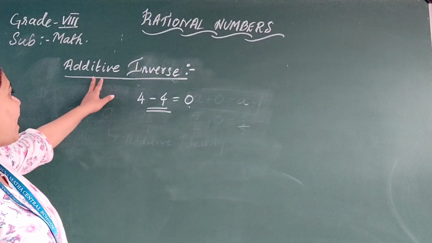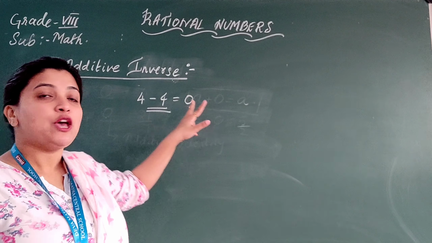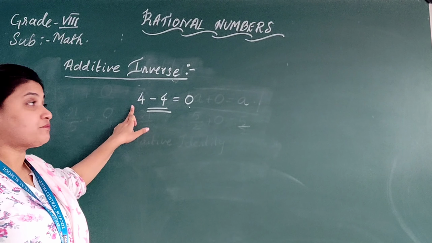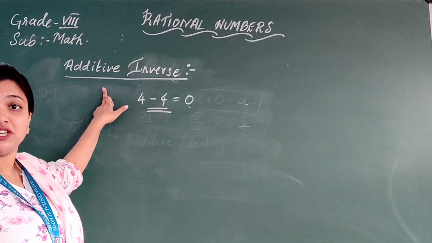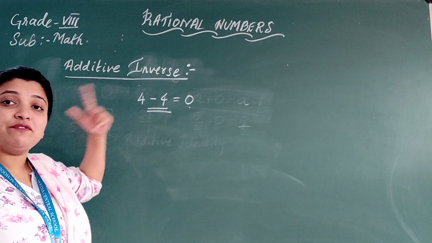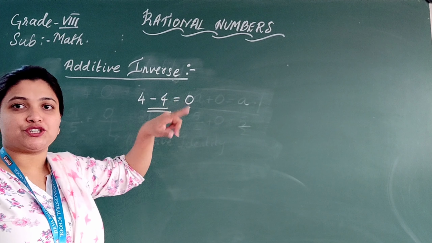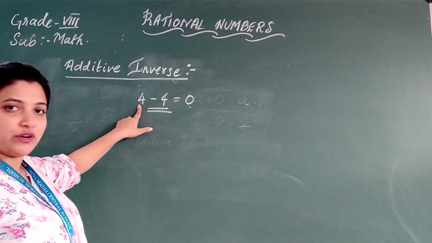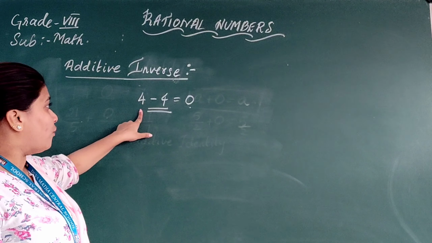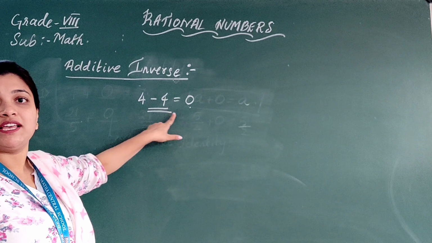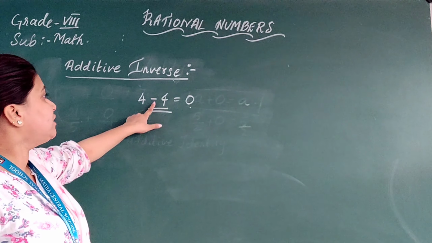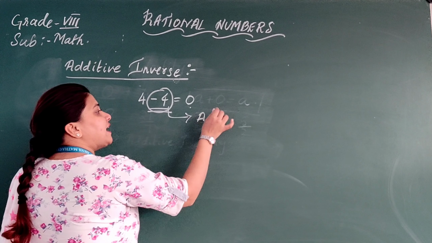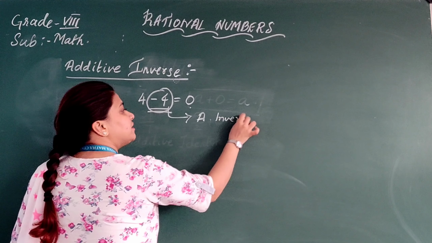Clear children? So additive inverse is nothing but, suppose I have an integer or a number 4, okay? Whenever I am talking about addition, always remember, the inverse of addition is always subtraction. The inverse of subtraction is always addition, yeah? So therefore, I have a number 4. 4 minus 4 is equal to 0. So this minus 4 is called the additive inverse.